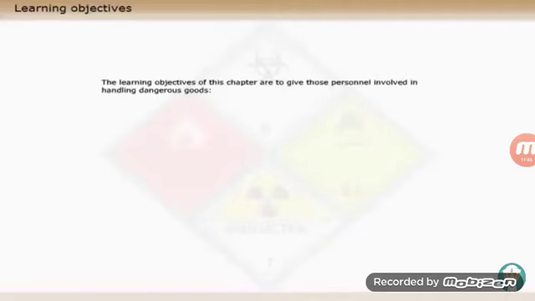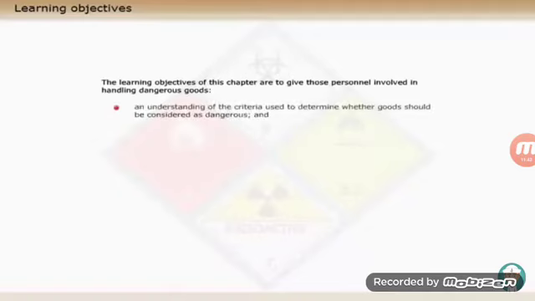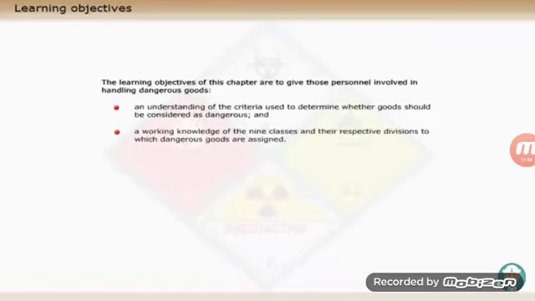The learning objectives of this chapter are to give those personnel involved in handling dangerous goods an understanding of the criteria used to determine whether goods should be considered as dangerous, and a working knowledge of the 9 classes and their respective divisions to which dangerous goods are assigned. The classification is described in Chapter 2, contained in Volume 1 of the IMDG Code.